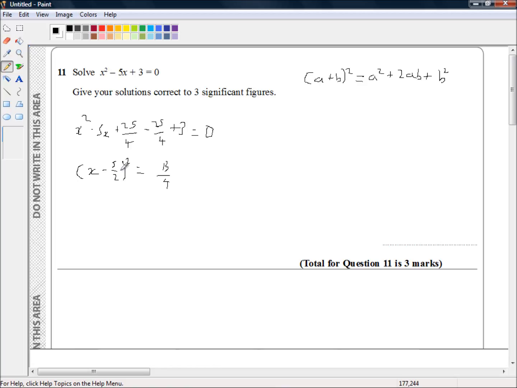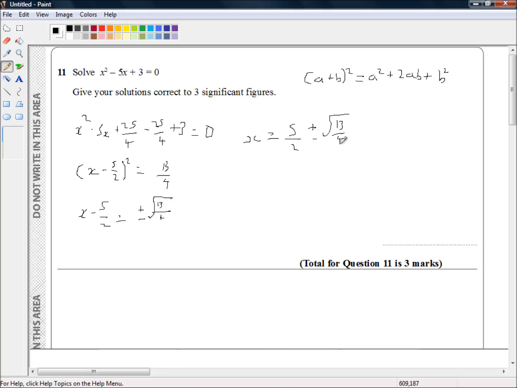So to get this on its own, all we have to do is square root both sides. And remember, if we're going to square root, the square root radical will only give us the positive or principal root, so we have to specify plus or minus if we want both the positive and the negative root. So this is x minus 5 over 2 is equal to both the positive root and the negative root of 13 over 4. So now we can take this negative 5 over 2 across the equals, so it becomes positive 5 over 2. So x is equal to 5 over 2 plus or minus the square root of 13 over 4.